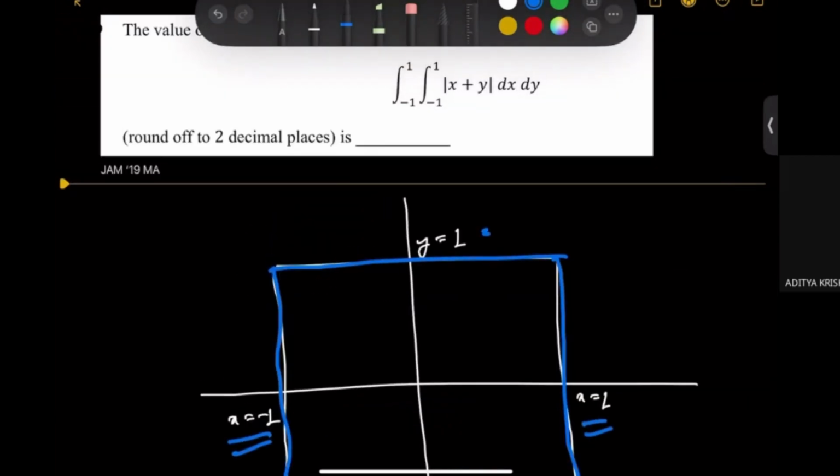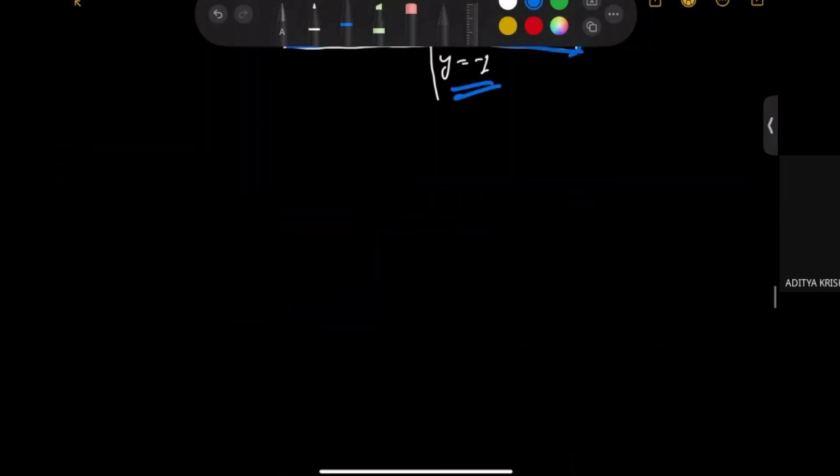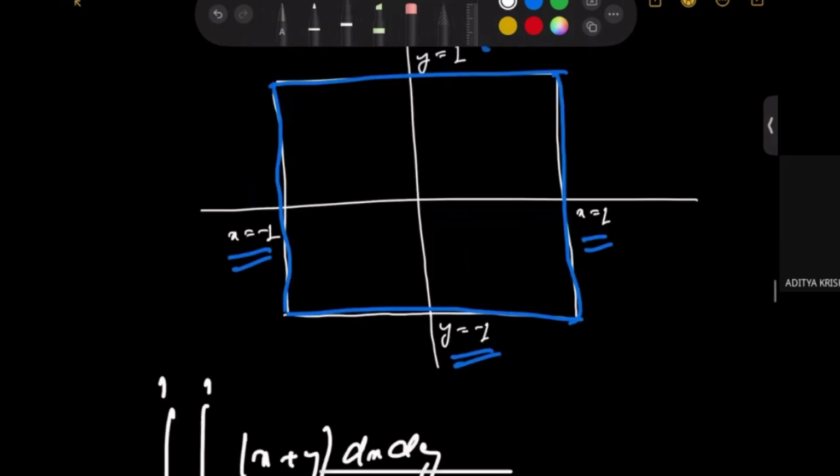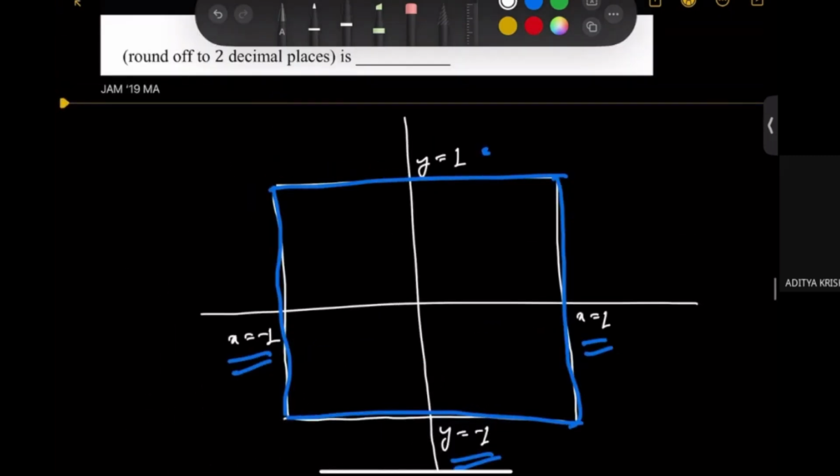Can you tell me, guys, how we should proceed with this problem? I'll just write the function here. Mod x plus y dx dy. X going from -1 to 1. Y also goes from -1 to 1. How would you go ahead with this problem? Any idea? Anyone?